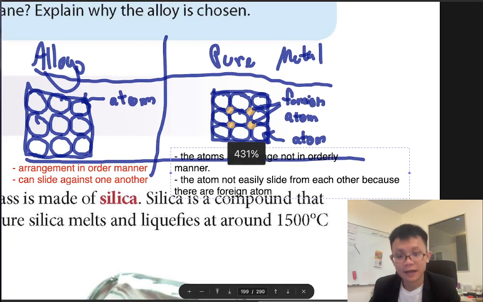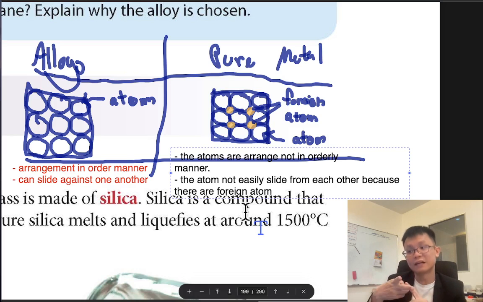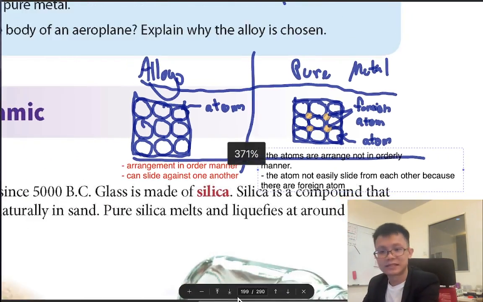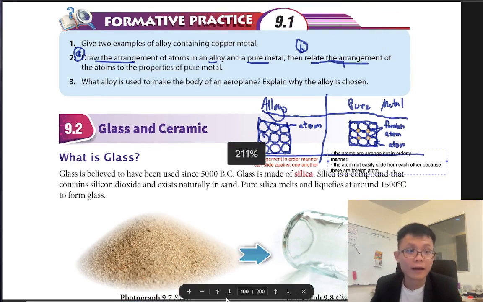You just need to remember the keywords, actually the concept, three things only you need to know. The arrangement, how is the arrangement. The second thing is the slide, which one can slide, which one cannot slide. The third concept is why it can slide or why it cannot slide. It can slide because there are no foreign atoms. It cannot slide easily because there are foreign atoms, which make it difficult to slide. So three keywords. Okay, so hope you can understand the concept rather than memorizing it, so it will help you do well in your exam.